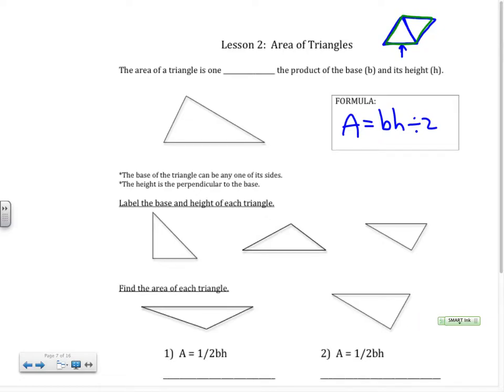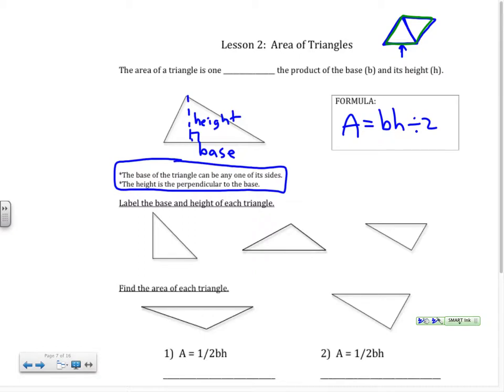So again, that's the formula, and we need to understand which is the base, B, and which is the height of our triangle. The base really could be any side, depending on the perspective of the triangle, the direction. It still has to be perpendicular, just like with a parallelogram. Okay, so there are your reminders. That's really important. The base of the triangle can be any one of its sides, and the height is perpendicular to the base.